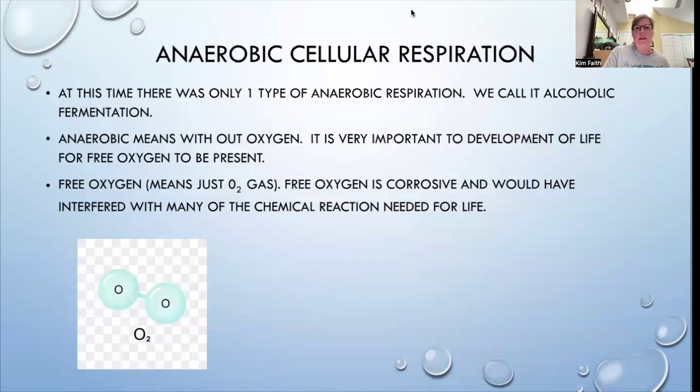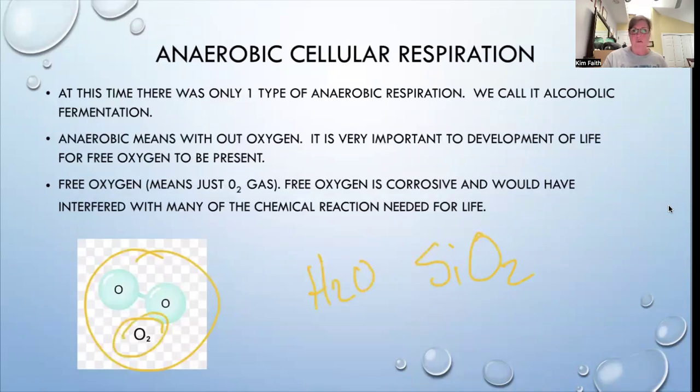So anaerobic cellular respiration, because we know that the planet did not have what we call free oxygen. Free oxygen just means O2. We have the element oxygen on our planet. It's just tied up in water or silicon dioxide, which is sand. We didn't just have it by itself. Okay. So when we talk about this cellular respiration, we're talking about alcoholic fermentation.